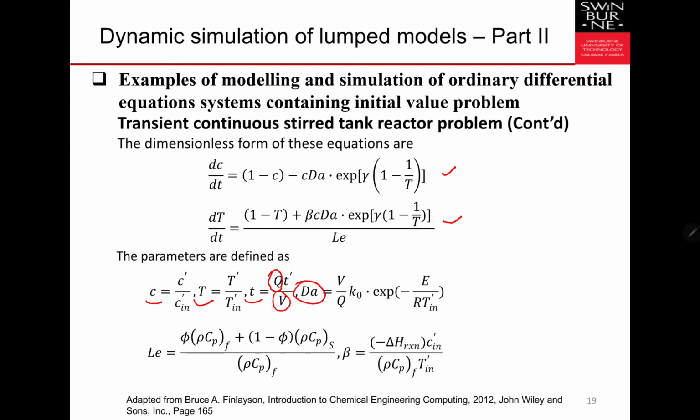And then we have three dimensionless numbers: Damköhler number, Lewis number, and beta. Damköhler here is related with the reactions, whereas the Lewis here is related with the heat capacity of the system. And then beta here is, I think, the ratio between the concentrations and the temperature, or this basically involves the heat of the reactions, and then this one is involving the heat capacity.